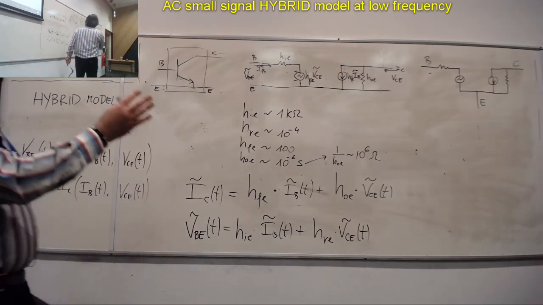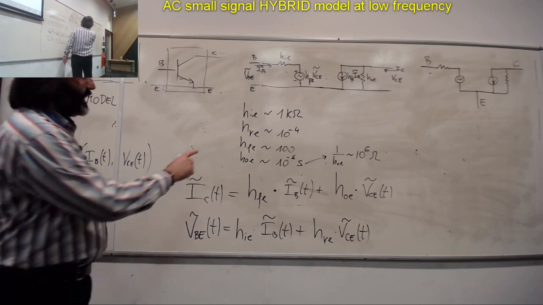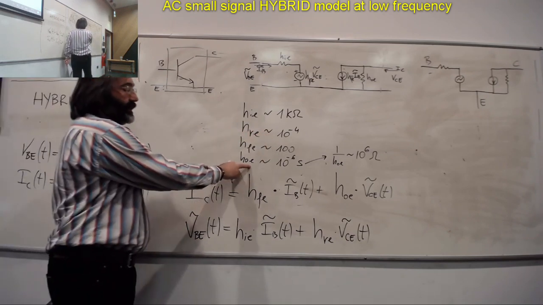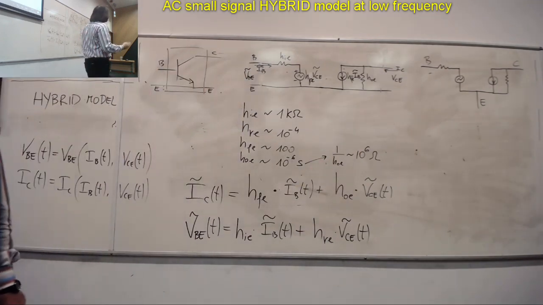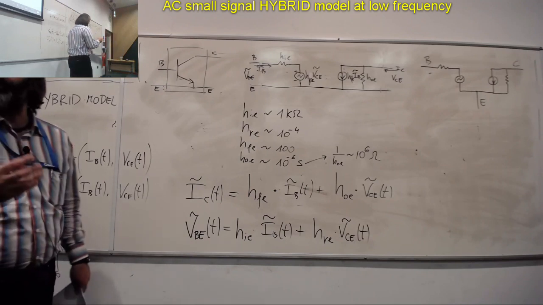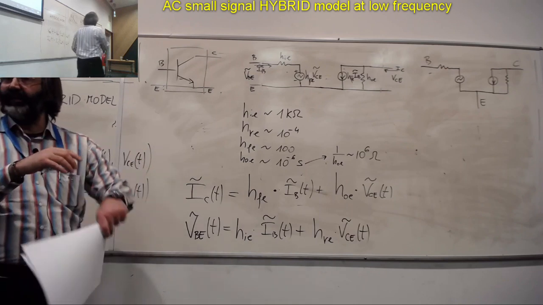So what I see here is that HRE seems to me quite small. HOE, or the resistance, 10 to the 6 ohm, sounds relatively big. And these are the two quantities I now want to focus on to remove them. I will finish this and then we have a break.